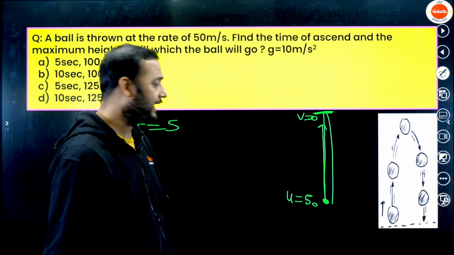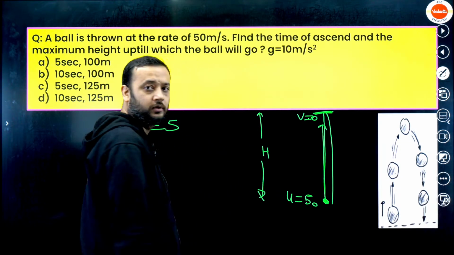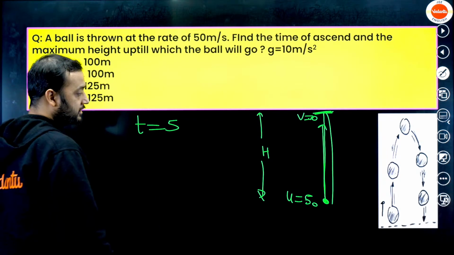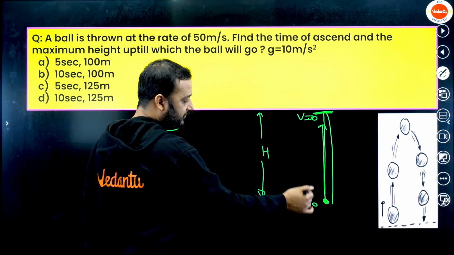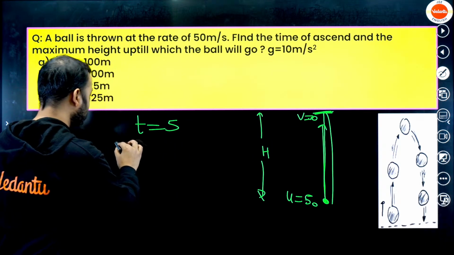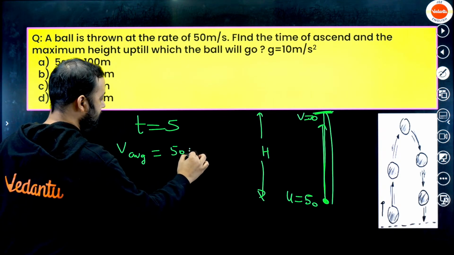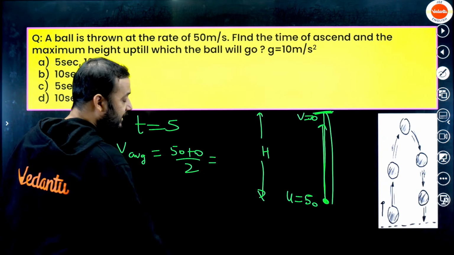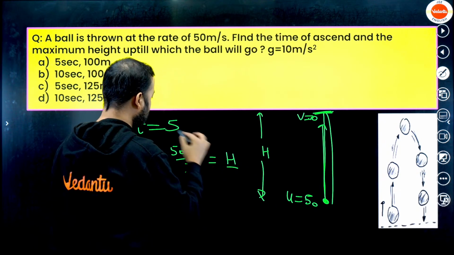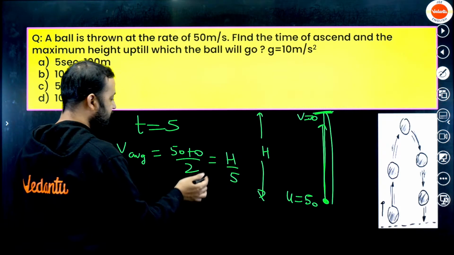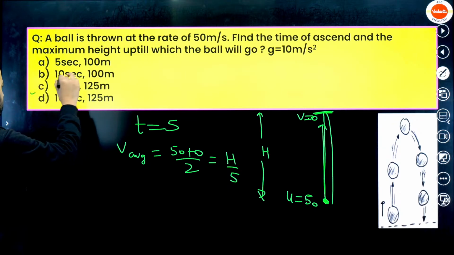And what is the height? Can we also find this height? Yes, try to think of the first 2 rules. The average of these 2 velocities is 25. V average is 50 plus 0 by 2, and this can be written as displacement upon time. So what is the displacement? H upon time. Time is 5. So we can say that H will be 125. So 5 comma 125, option C will be the correct answer for this question.